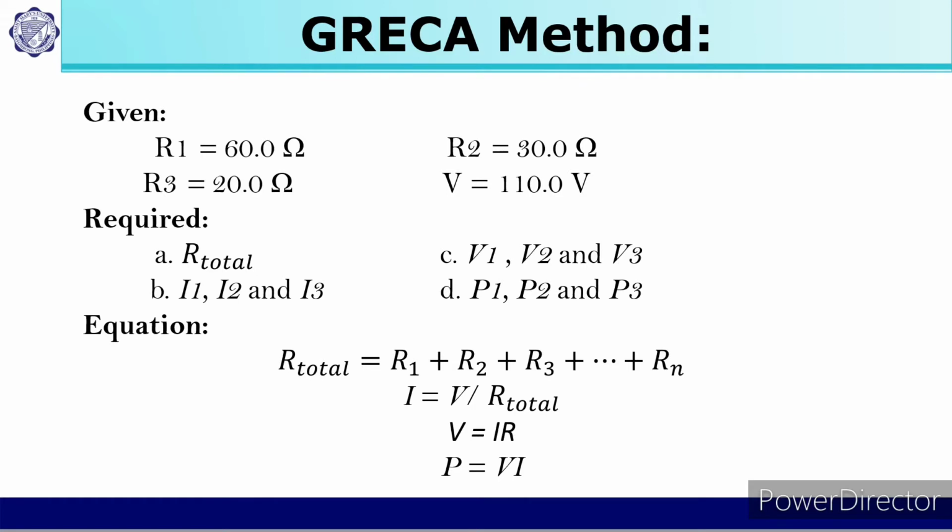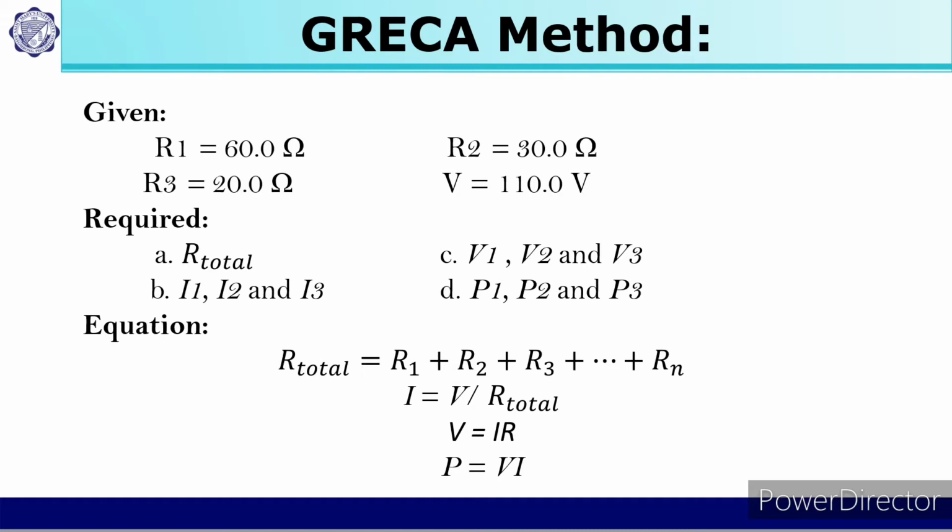The given, we have resistance 1 is 60 ohms. Resistance 2 is 30 ohms. Resistance 3 is 20 ohms. The total voltage is 110 volts. Required for letter A, we are computing for the total resistance. For letter B, we are computing for the individual current per resistor. For letter C, we are computing for the voltage drop across each resistor. And for letter D, power dissipated by each resistor.